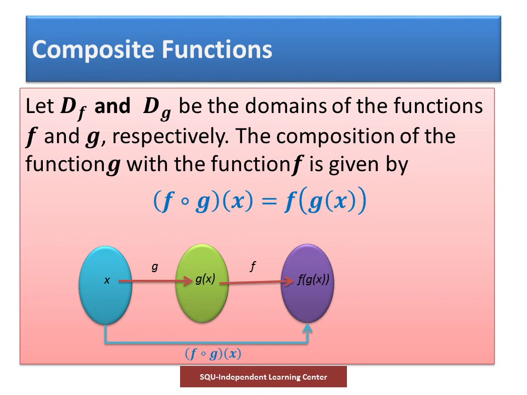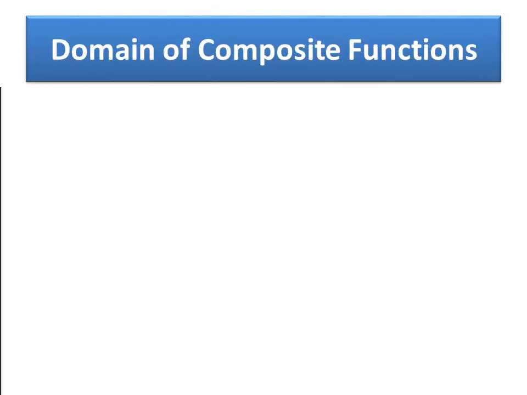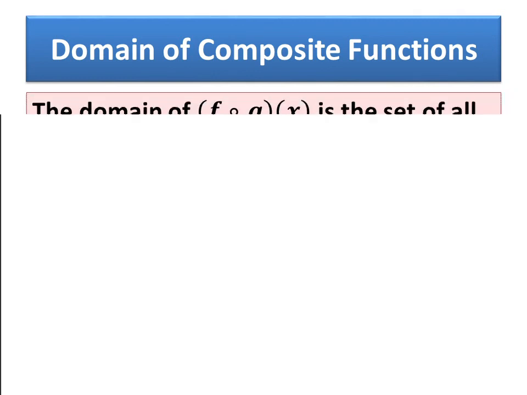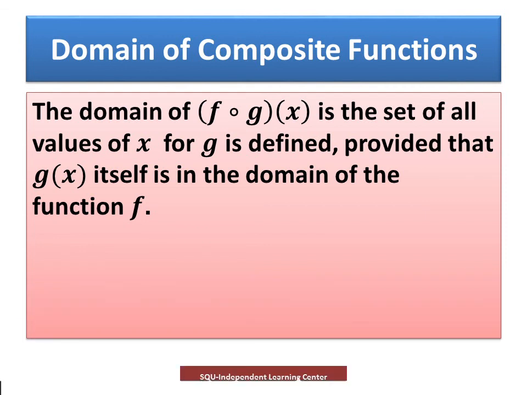We can do this in one step by using the composite function f circle g of x as we see in front of us. And as usual, whenever we define a function, we have to know the domain of this function. So the domain of composite functions is simply the set of all values x for g to be defined, provided that g of x itself is in the domain of the function f.